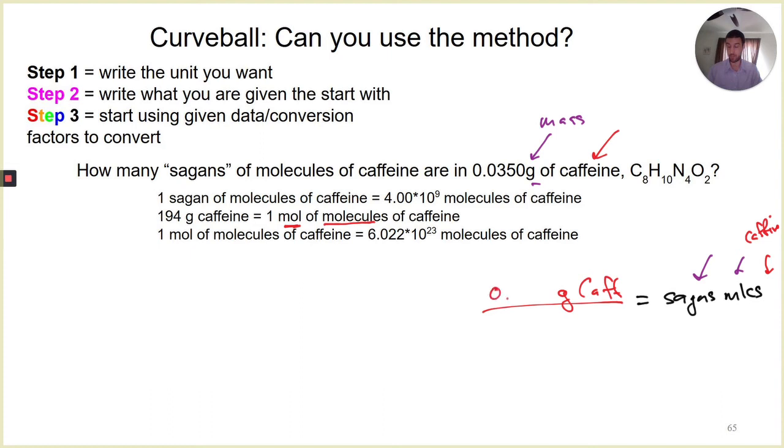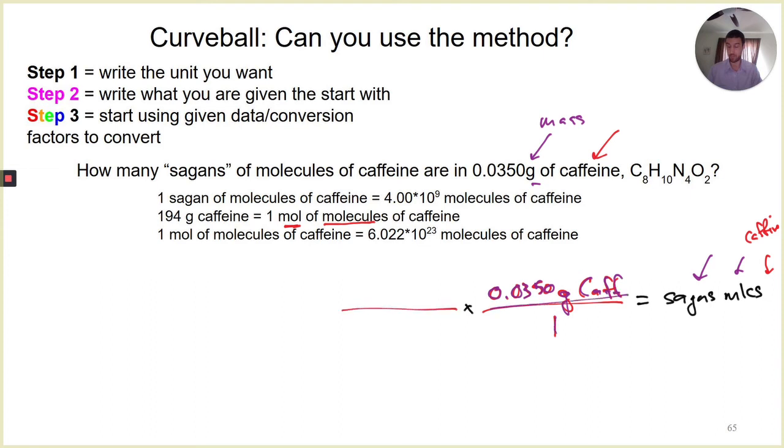0.0350 grams of caffeine. It's not per anything else, it's just grams of caffeine. So I'm going to place a 1 so it doesn't change the meaning. I guess that should have been in purple if I was going to color code right. 350 grams of caffeine. And I now need to move on to the next step.